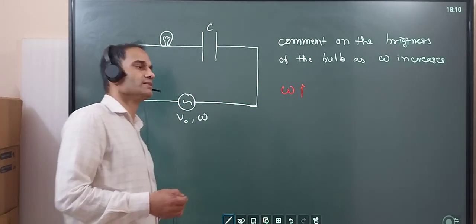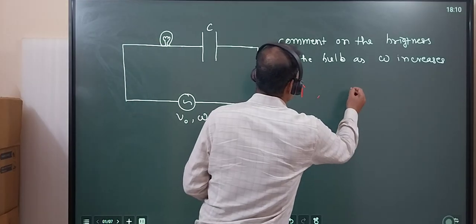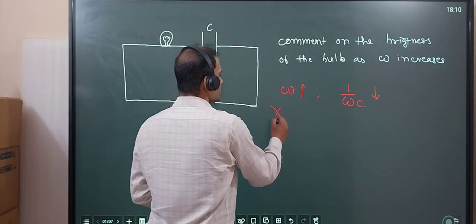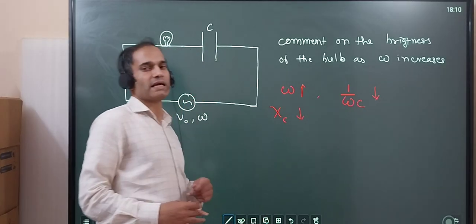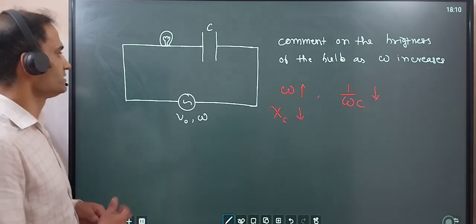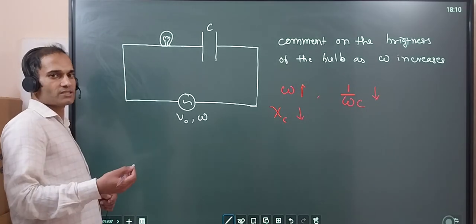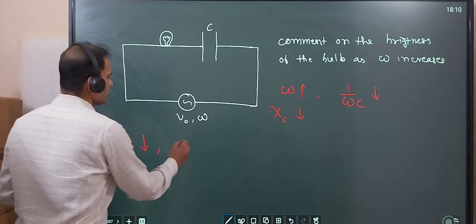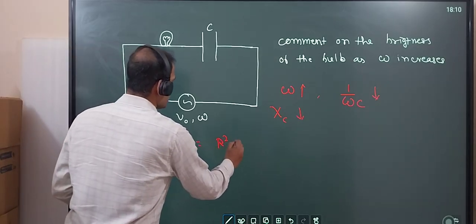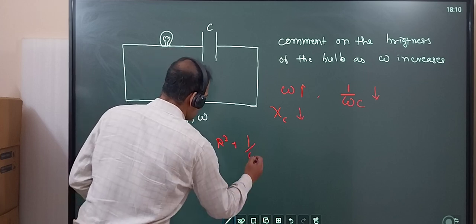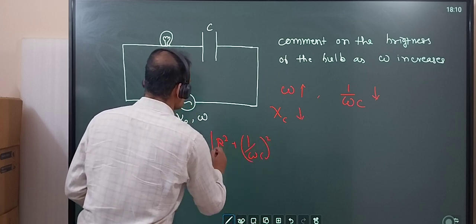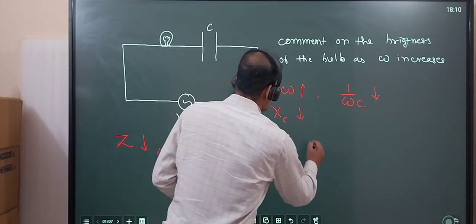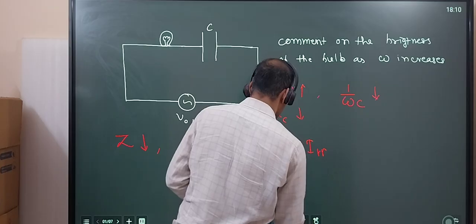If omega increases, 1 by omega c decreases. Okay, that means Xc decreases, capacitive reactance decreases. That means total resistance, total impedance Z will decrease. Okay, because the value of Z is square root of R square plus (1 by omega c) the whole square. That means IRMS will increase.